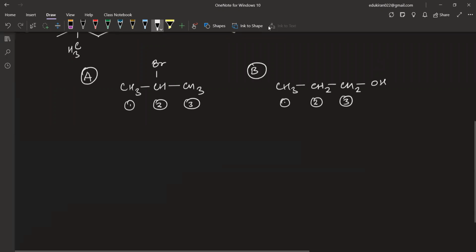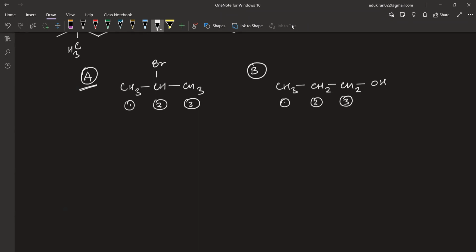Okay. Fahad, you tell me, in the A question, what do you think is the most important carbon? Carbon number 1, carbon number 2, or carbon number 3? Where should I keep my focus? Which carbon is looking important to you? 1, 2, or 3? 2. Very good. Second carbon.